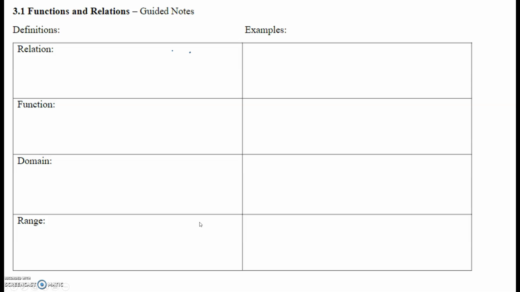And so we're going to start by just doing some definitions. So feel free to pause the video as much as you need. So a definition of a relation is a set of ordered pairs relating two variables. And so here's an example. So we have two variables, and so a relation is just a set of ordered pairs relating two variables. So here's what this equation here would look like on a graph.